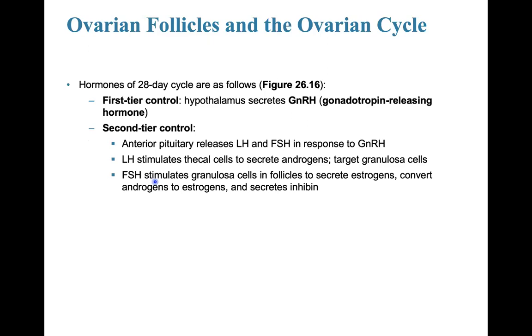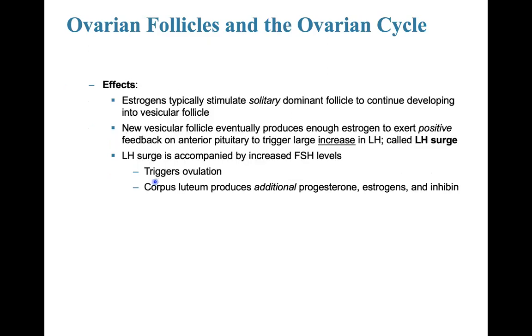The second tier control is the anterior pituitary releases luteinizing hormone and follicle-stimulating hormone in response to the gonadotropin-releasing hormone. Luteinizing hormone then stimulates the thecal cells to secrete the androgens, as well as target the granulosal cells. The follicle-stimulating hormone stimulates the granulosal cells in the follicles to secrete estrogens, convert androgens to estrogens, and secretes inhibin. The effects: the estrogens typically will stimulate a solitary dominant follicle to continue developing into a vesicular follicle.